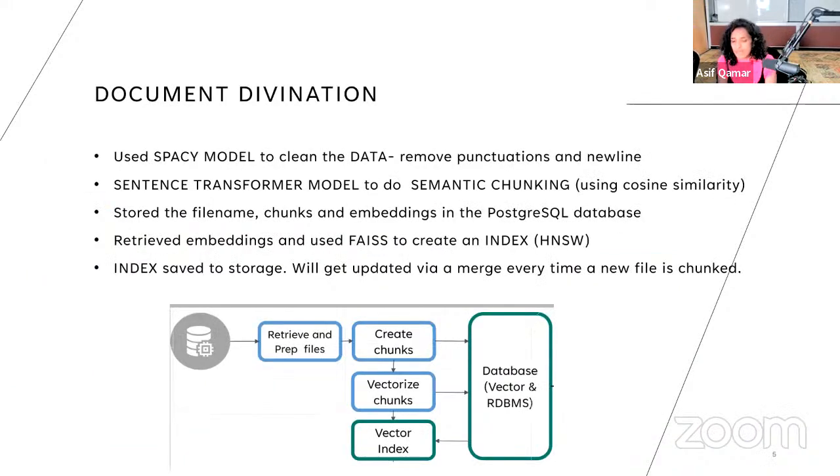For our data preparation, we used a spaCy model. We removed the punctuation and the new lines. We used a sentence transformer model for the semantic chunking. We stored the file names and chunks in the schema that was required by the project. We retrieved the embeddings using FAISS. For the longest time, we were using IndexFlatL2. We finally changed it to HNSW yesterday because we were concerned about the memory. We stored our index to the storage.